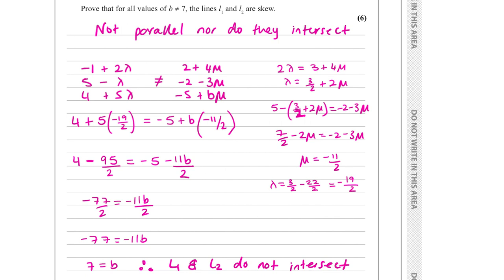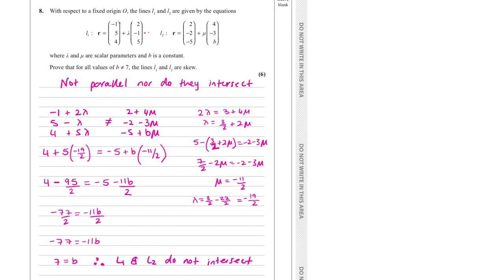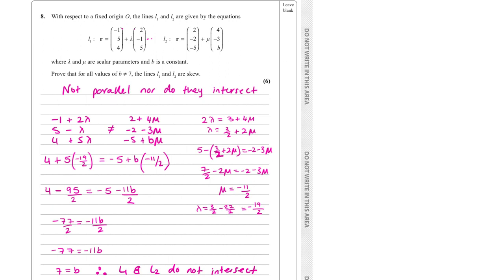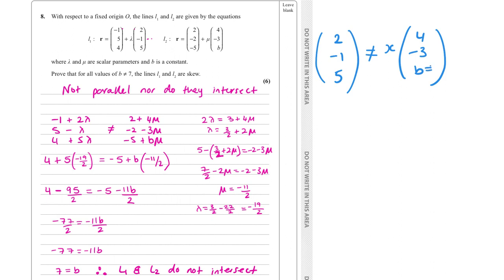Okay, does this mean that they're not skew yet? No, because what do we have to prove? We have to prove that they're also not parallel. Do we remember how to prove that? We have to do something specifically to show that they're not parallel. We also know they're not parallel because the directional vectors are not multiples of each other, and our b cannot be 7, right?